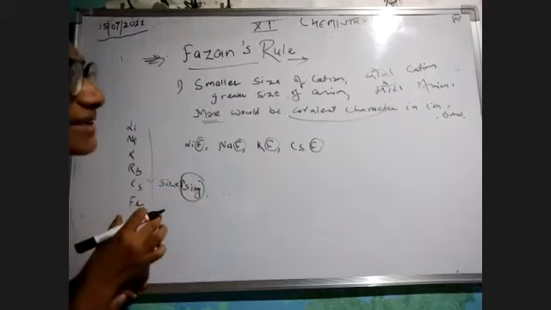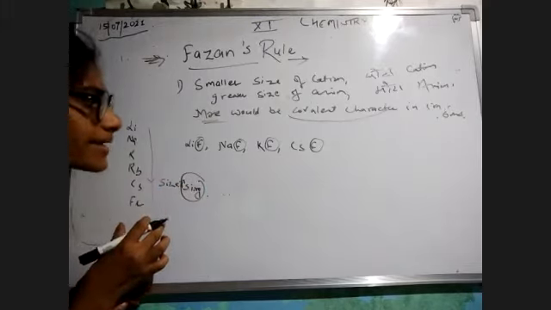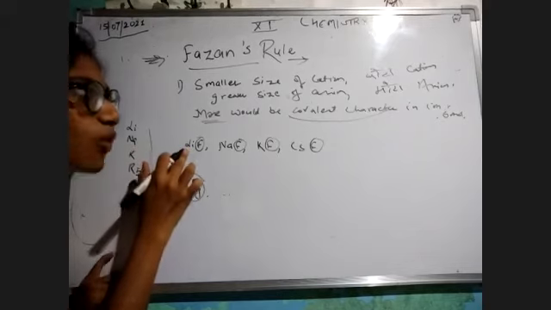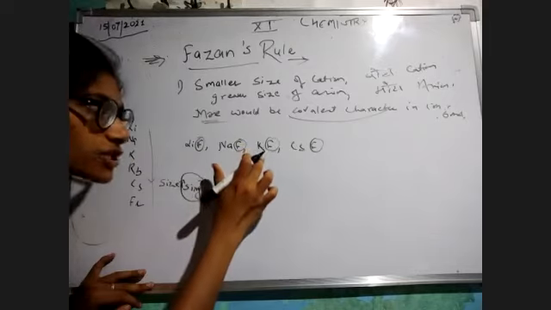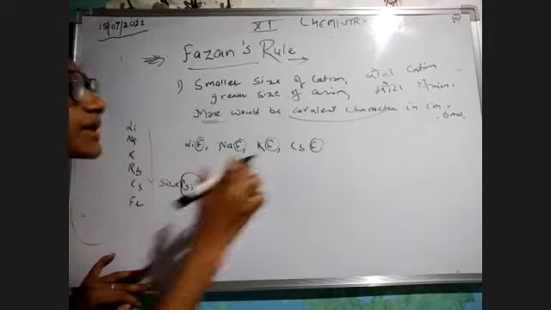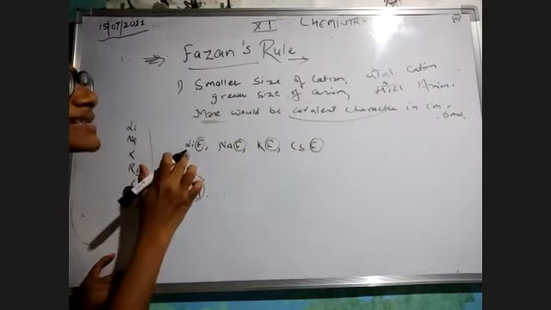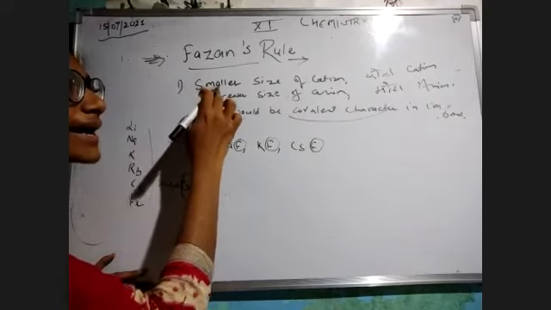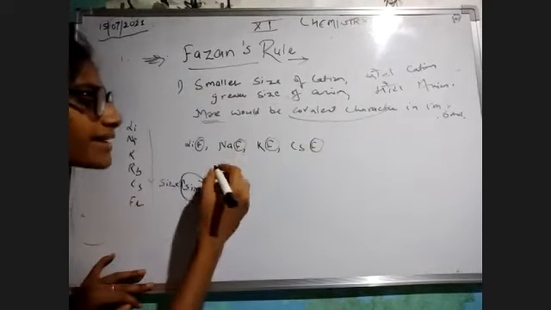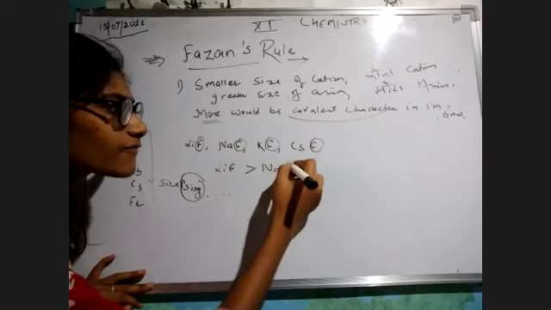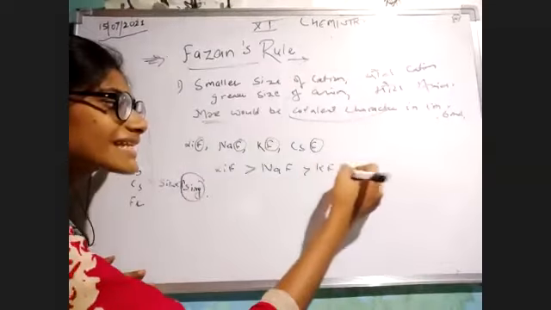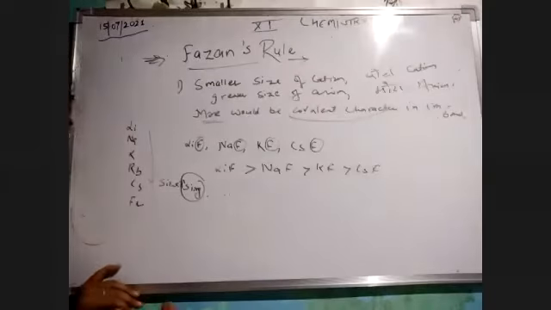The size is increasing down the group. That means lithium has the smallest size as compared to sodium, potassium, and cesium. So can I say lithium is the smallest cation? That means more would be the covalent character. So LiF greater than NaF, then KF, then CsF. Am I clear or not?